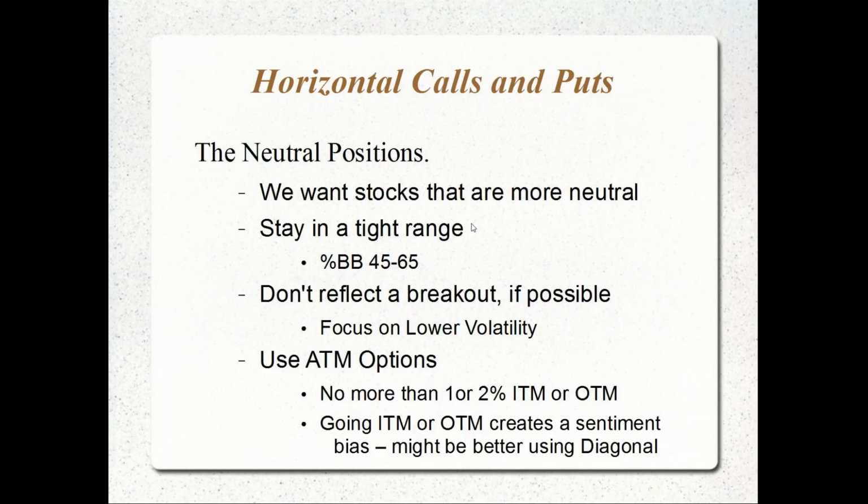So what will I look for when looking at a horizontal call or horizontal put spread? I want stocks that are more neutral. I want them to be in a range of that Bollinger Band, and the range I set for what's called the percent BB20 on Power Options to be between 45 to 65%. I want it to be around 50% between that range. I don't want things that reflect a breakout if possible. I do want lower volatility in this case for the stock.